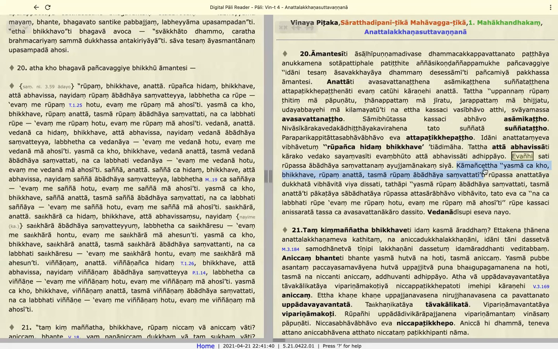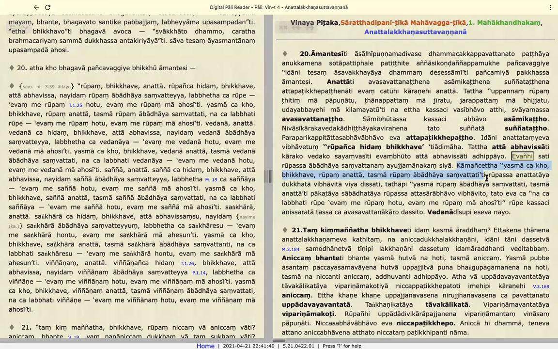Itta, kamenja, itta. Itta means we need to understand the original Pali text. Rūpañ ca hidaṁ, bhikkhave, attā abhavissa, na yidaṁ rūpaṁ ābādhāya saṁvatteyya. In this sentence, the main focus is rūpassa anattā-dāya, dukkha-dā, vibhāvita viya. Desati. This desati we need to translate together with the kamenja desati.